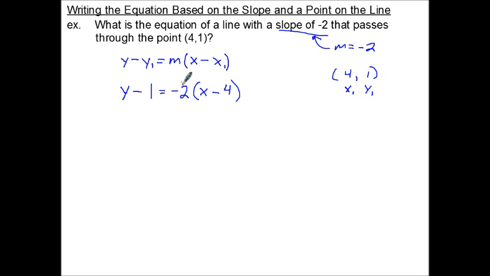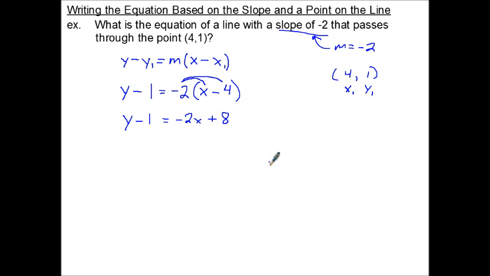So for instance, right here we've got this -2 that we can go ahead and distribute. So I've got the -2x now, and be careful of your signs here. The -2 hits the -4 and gives us a positive 8. The y minus 1 I'm just going to bring down for now.